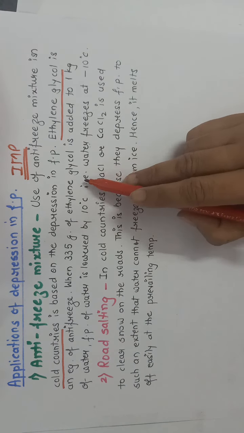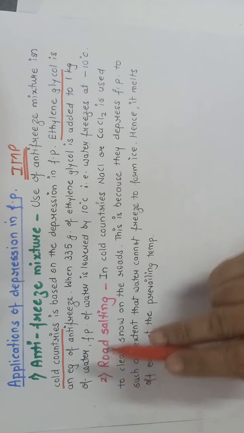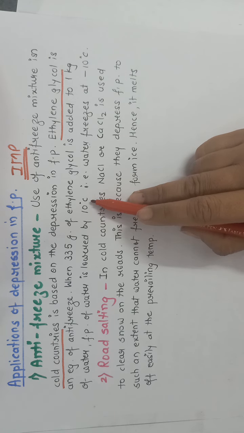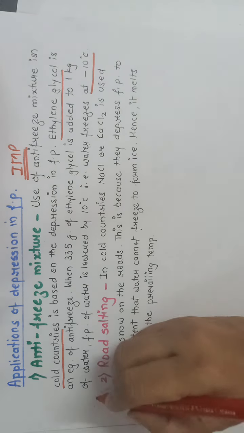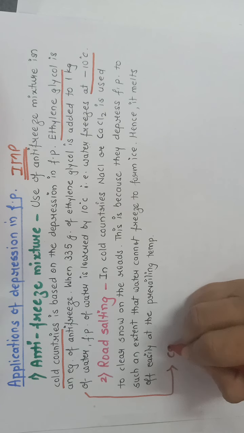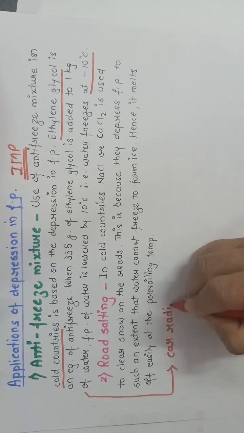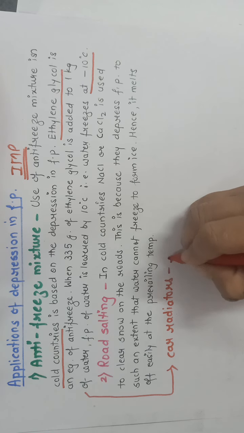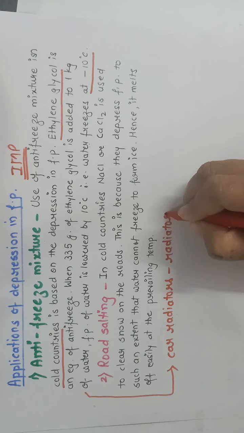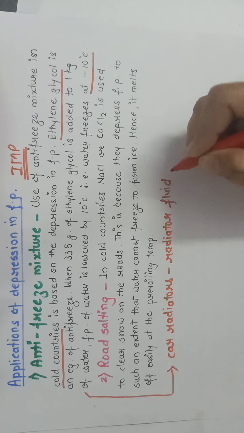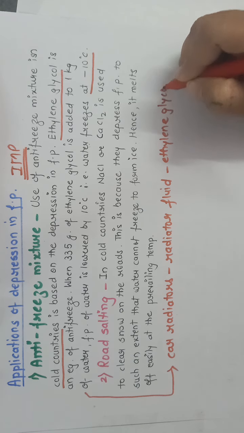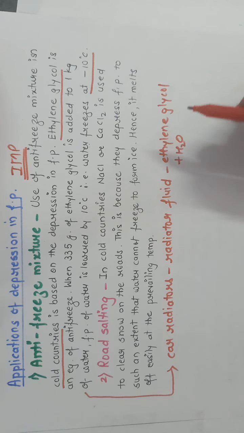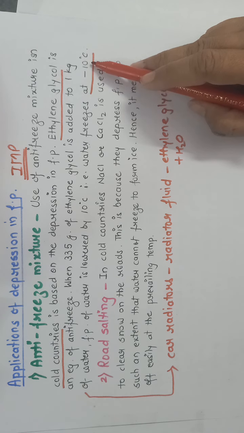Now when ethylene glycol is added to 1 kilogram of water, the freezing point of water is lowered by 10 degrees Celsius. That means water now freezes at minus 10 degrees Celsius. Now how is it used? This phenomenon is used in car radiators. The radiator fluid is a mixture of ethylene glycol and water, where ethylene glycol acts as a non-volatile solute, causing the depression in freezing point by 10 degrees Celsius.